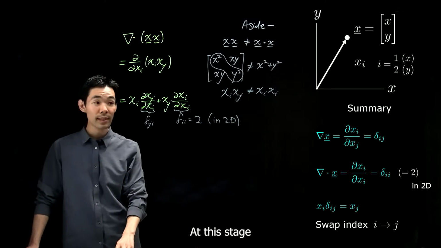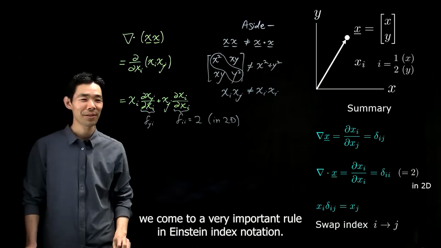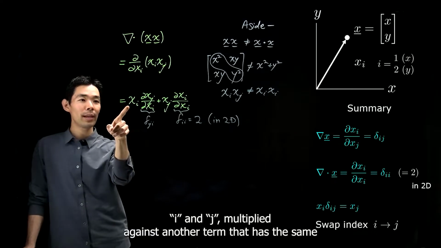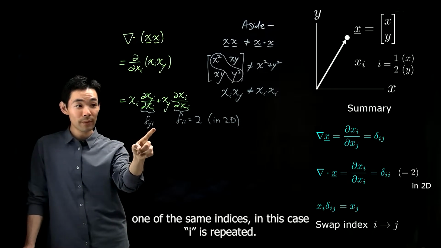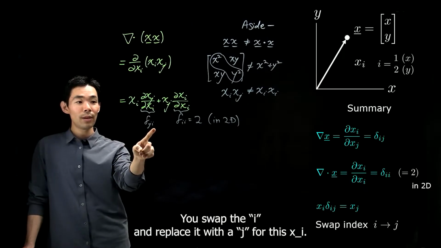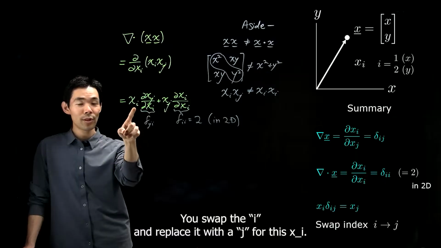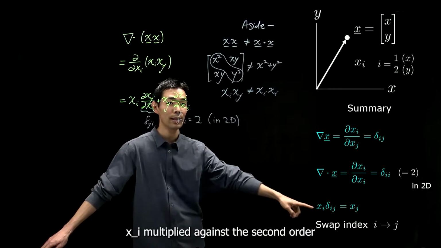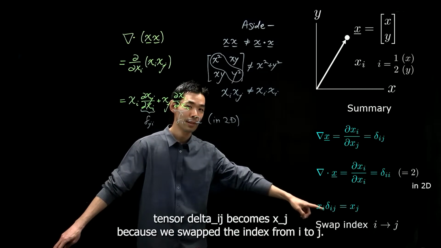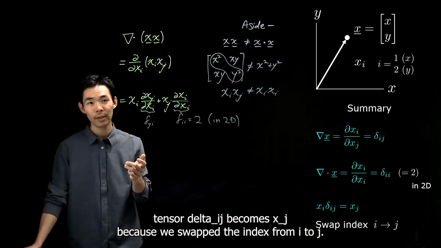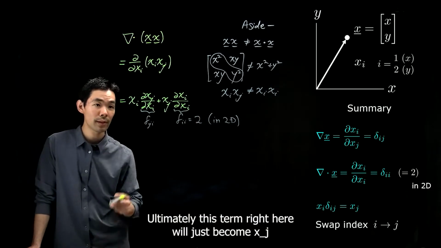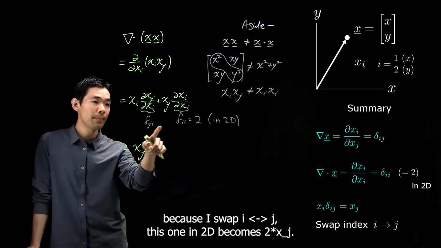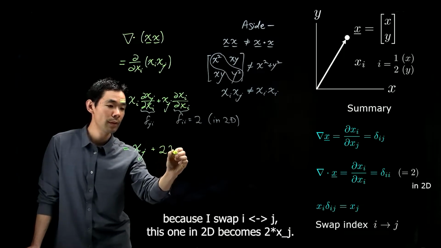Okay? So at this stage, we come to a very important rule in Einstein index notation. Whenever you have a Kronecker delta function of two indices, i and j, multiplied against another term that has one of the same indices, in this case i is repeated, you swap the i and replace it with a j for this x_i. Okay? I've actually indicated the rule right here as well. So x_i multiplied against the second order tensor delta ij becomes x_j. So you swap the index from i to j. So ultimately, this term right here will just become x sub j, because I'm going to take the i and swap it with the j. This one in 2D will become 2 times x sub j.